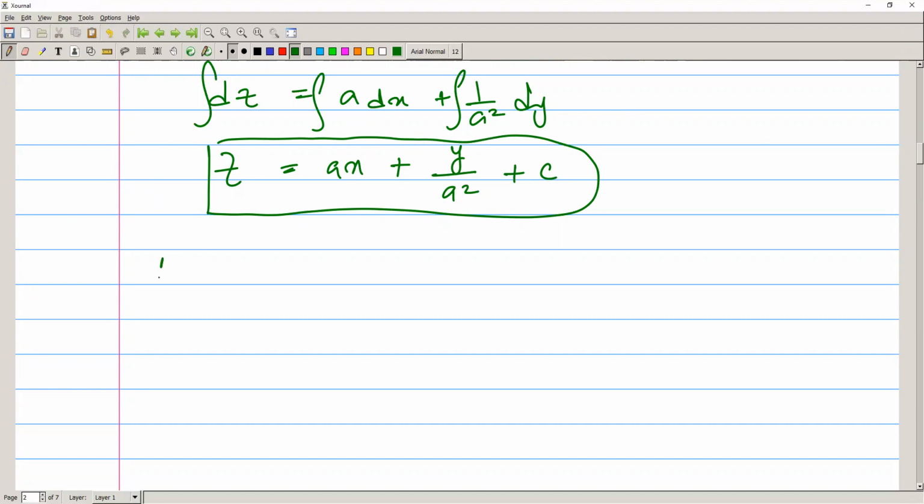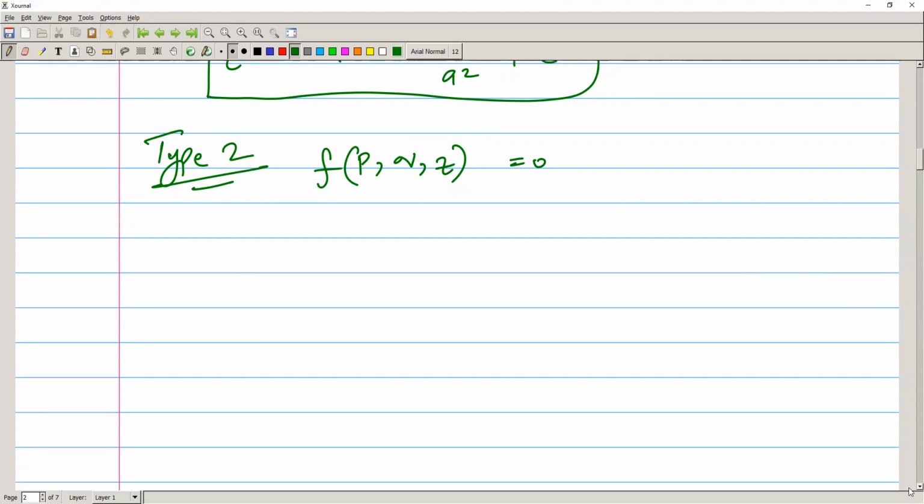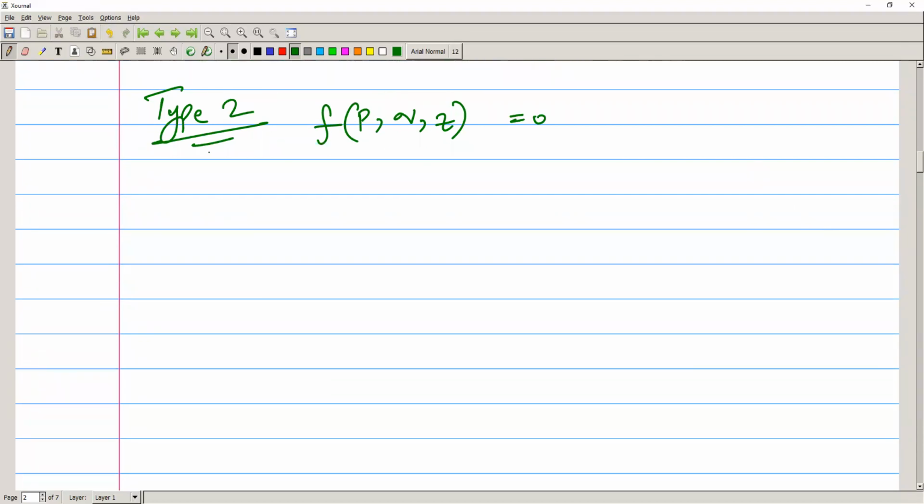So we'll talk about type two. So type 2 is saying that the function of p, q, z is equals to 0. In type 1, we have a function of p and q only. And now in this type, z also joins p and q. So the solution will be p is equals to aq. Okay, so this will be the solution for this equation. So let's take an example.